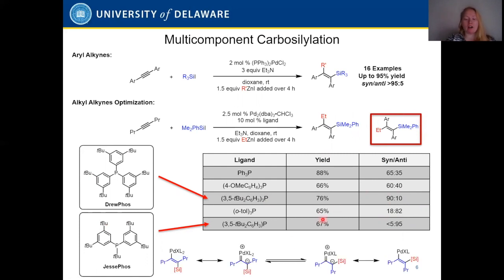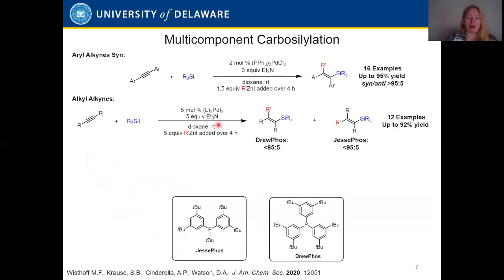Now, we hypothesize this is because the bulkier DrewPhos destabilizes the palladium vinylsilane intermediate and encourages a really fast reductive elimination. However, a smaller and more electron-rich Jessie-Phos ligand is able to stabilize this intermediate, which allows time for the weak alkene to isomerize to the anti-addition before reductive elimination. So from there, and as a brief summary, they were able to synthesize 12 examples up to 92% yield with excellent selectivity depending on the ligand of choice.